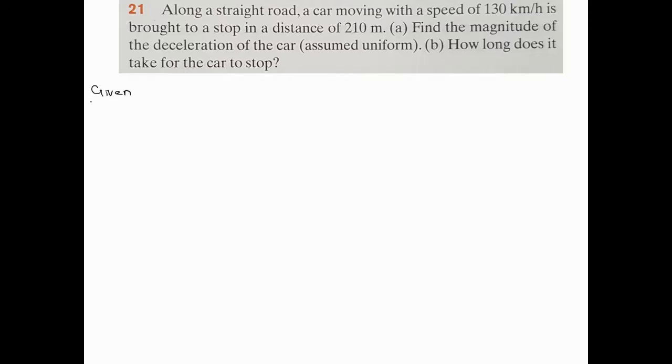Okay. So if you just read the question, your initial speed of the car is given, which is nothing but V0, which is equal to 130 km per hour. Likewise, your final speed of the car is 0. Why is it 0? Because when it is about to reach 210 meter distance, your car is stopped. So when the car is stopped, what is your final speed? Your final speed is considered as 0.